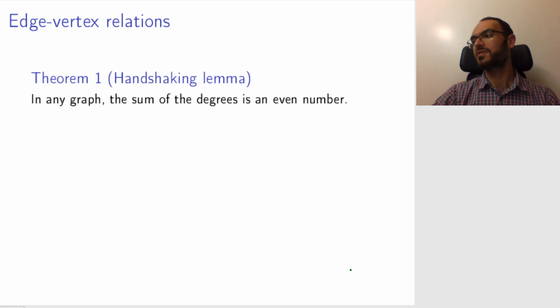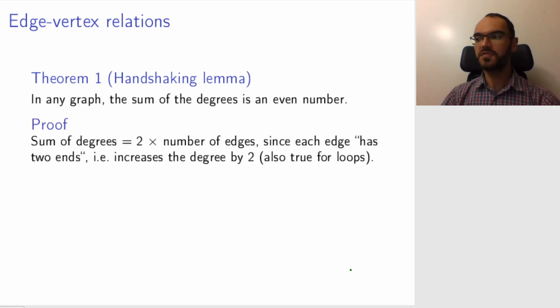And now there are some interesting facts about these degrees and degree sequences. So the first theorem is called the handshaking lemma. And the handshaking lemma says that in any graph, the sum of the degrees is an even number. So what is the proof? The proof is quite short. So the sum of degrees is twice the number of edges, because if you have an edge, then the edge will have 2 endpoints, so it will contribute by 2.